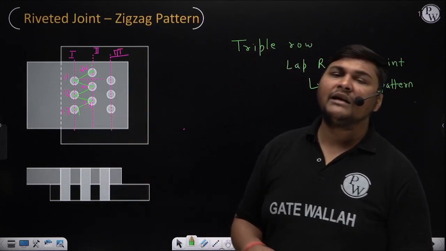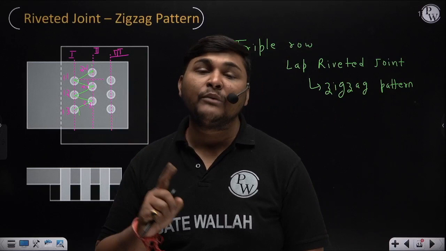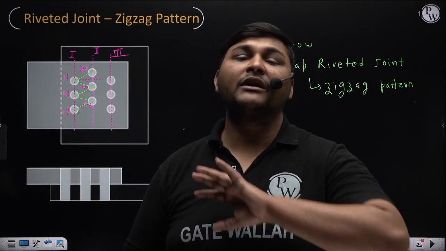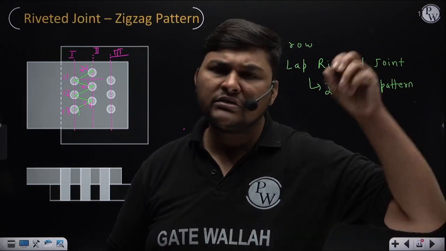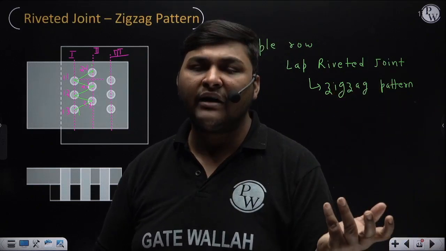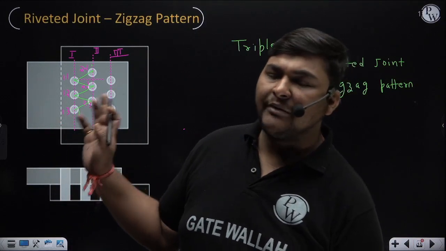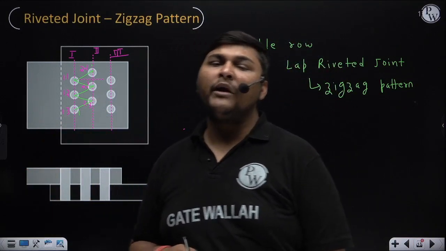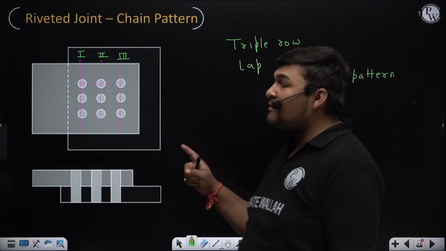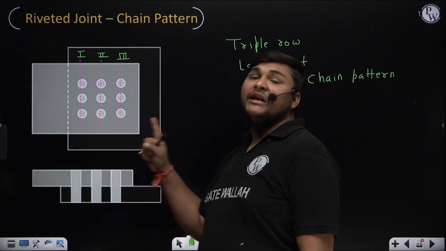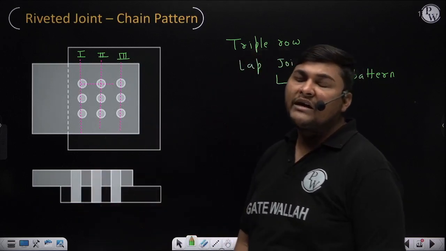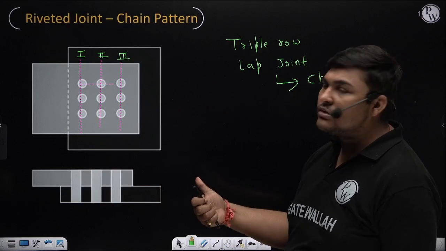Okay, in classification of riveted joint we will study one more pattern, that is diamond pattern. But I will discuss diamond pattern separately because the analysis of diamond pattern is a little different as compared to chain pattern or zigzag pattern. One key point in chain pattern and zigzag pattern is that right now we are ensuring in both patterns the number of rivets in each row is the same. Like if I ask what is the number of rivets in the first row? 3. In second row 3, third row 3.